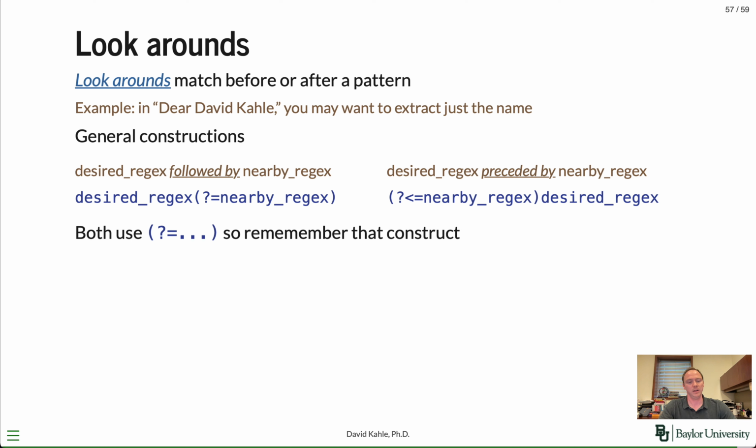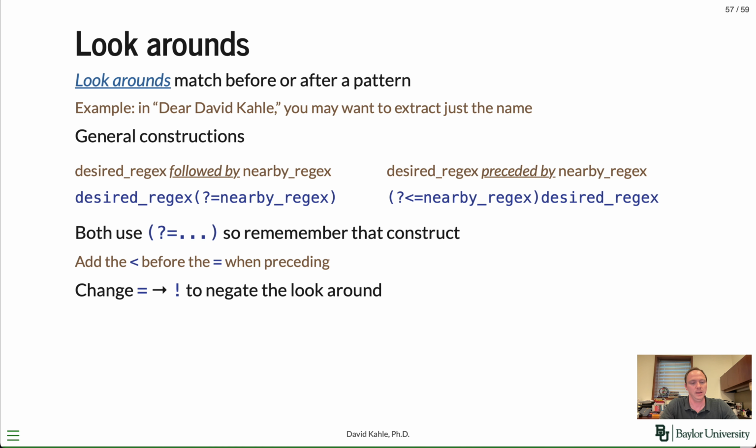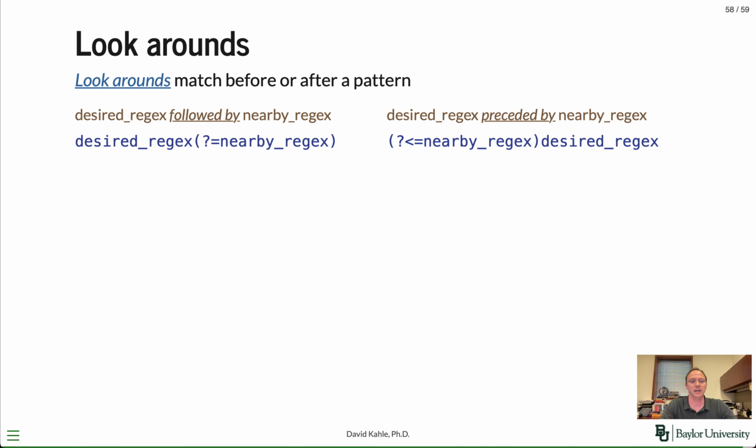So always think about lookarounds like this. They're going to generally look like groups, but there's going to be parentheses, and immediately following the parentheses, there's a question mark and an equal sign. That's kind of like the basic construct, okay? Group, question mark, equal sign. Add a less than before the equal sign if you're using it to precede the thing that you want, okay? And change the equal sign to a bang if you want to negate it. So like it is not preceded by, or it does not follow, okay? That's the basic idea. Let's see an example.